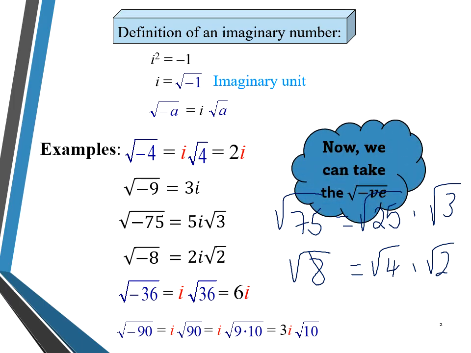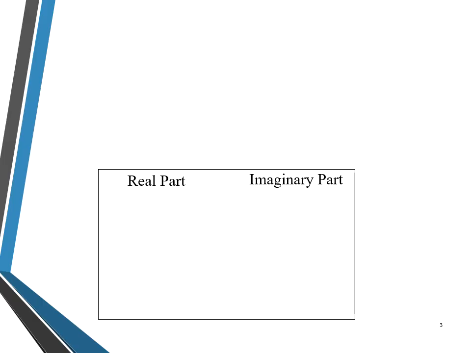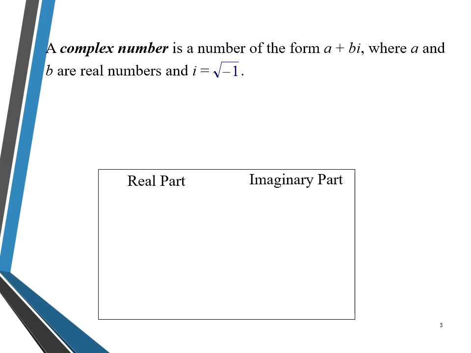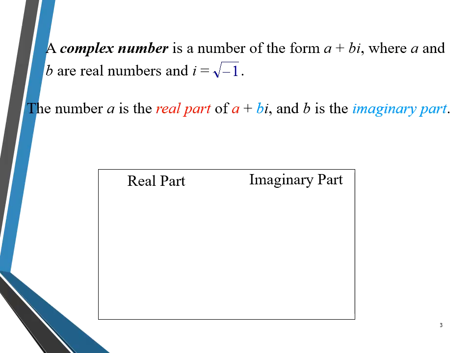So now we can take the square root of a negative number. Now, any number written in the form a plus bi or a minus bi is a complex number. We have the real part and we have the imaginary part. The real part is the one not attached to i, and the imaginary part is the part attached to i. So for example, 20 minus 3i, 20 is the real part and 3i is the imaginary part.